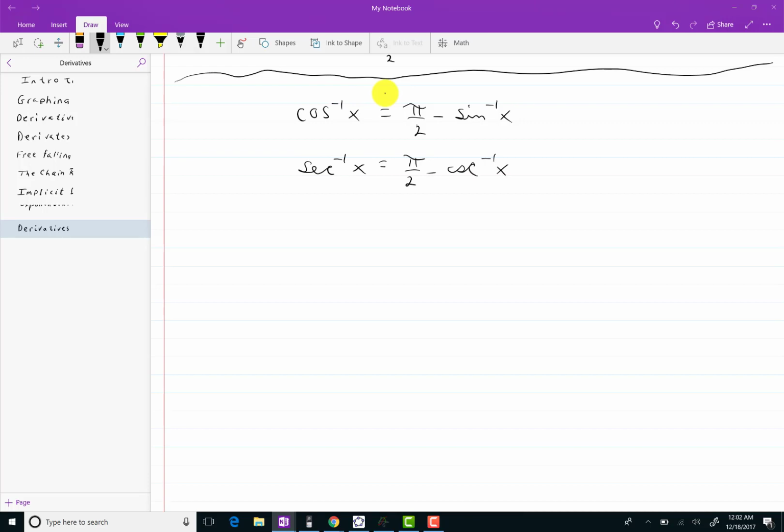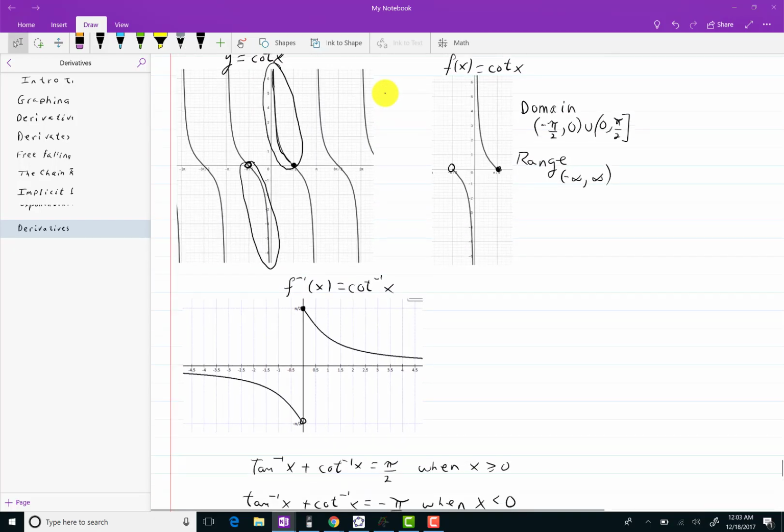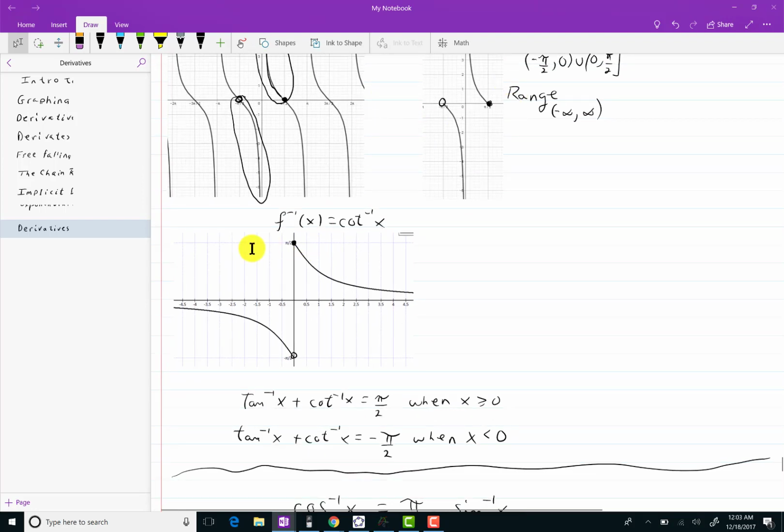I got that backwards. Come here. I'm defining the co, the complementary angle, basically. We'll do cosecant inverse of x equals pi over 2 minus sec inverse of x. And so cotan inverse of x equals pi over 2 minus tan inverse of x. Once you do that, you can ignore all of this stuff. Although you have to be aware of this kind of stuff when your calculator does things to you.